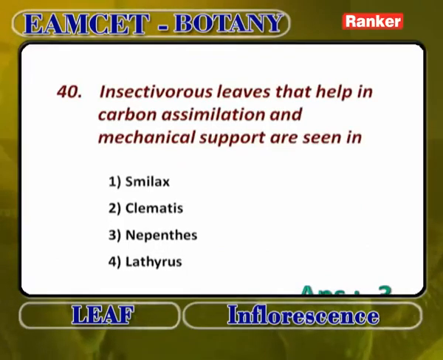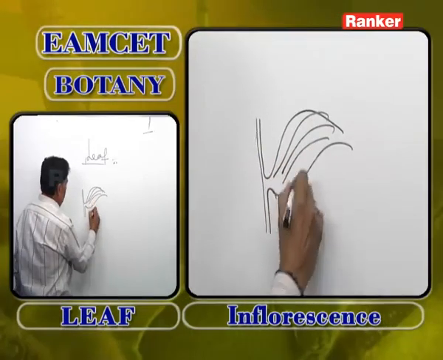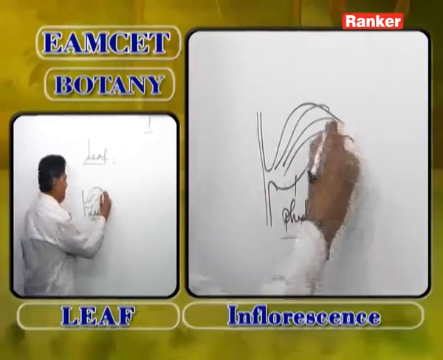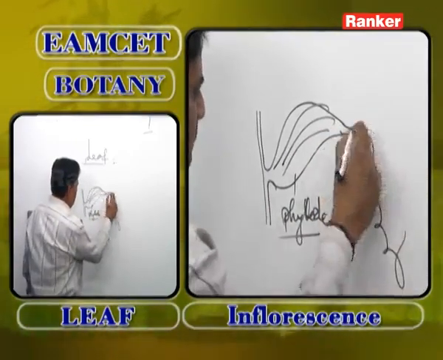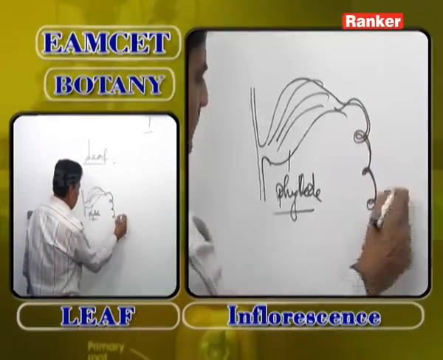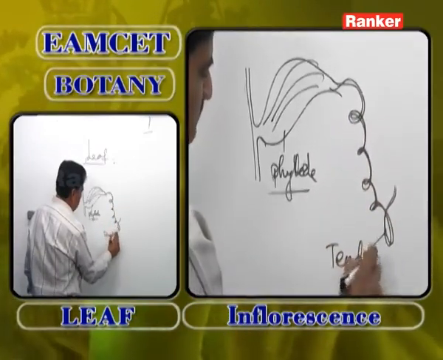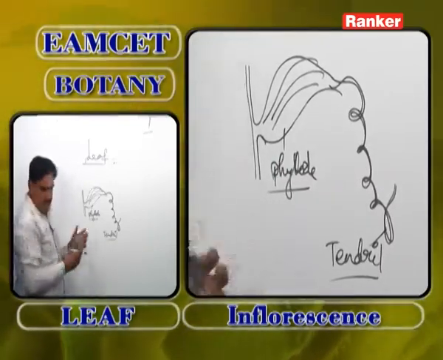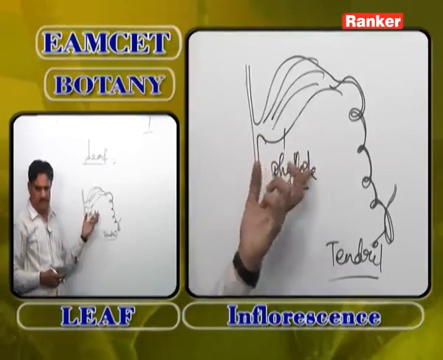Next. Insectivorous leaves that help in carbon assimilation and mechanical support are seen in. Just now I told, the lower portion of the petiole is modified into a green expanded leaf-like structure which can be regarded as phyllode that performs photosynthesis. The upper part of the petiole is modified into a highly coiled watch spring-like structure called tendril. So the insectivorous leaves means Nepenthes.